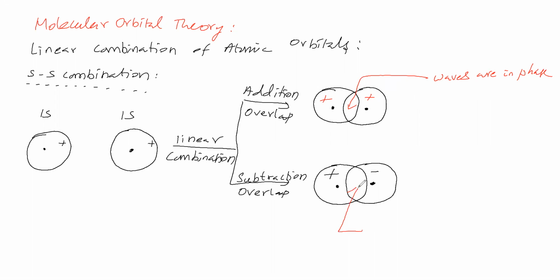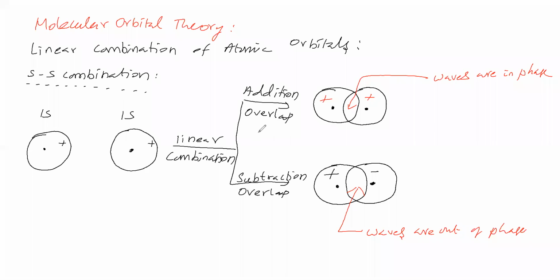Here the overlapping part has opposite signs, so the waves are out of phase. At the overlapping part, this orbital and this orbital are overlapping, that means this wave and this wave are overlapping here. Two waves overlapping means these two waves meet at this point. At the meeting point, both waves are in phase.